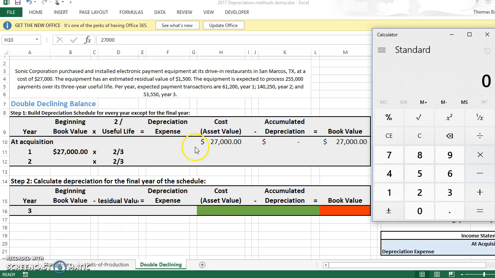But for double declining, what we're going to do here is we're going to take this cost and basically accelerate our depreciation, which means I'm going to take a lot more in year 1 than I would in straight line, and then kind of take less as the years go on.